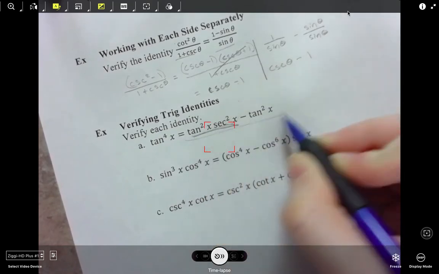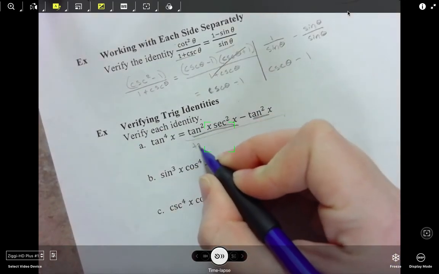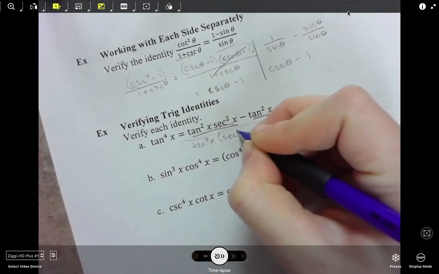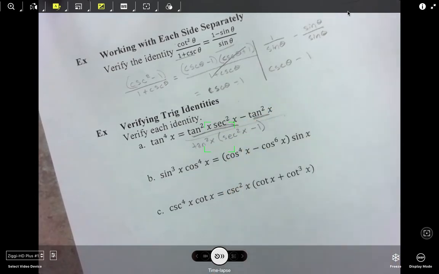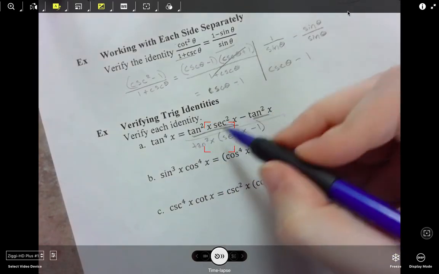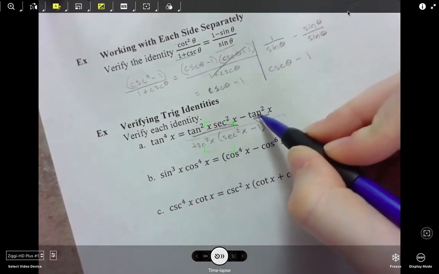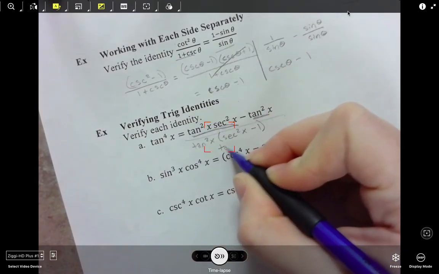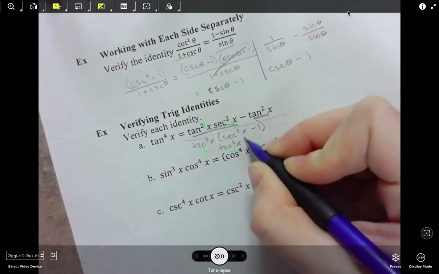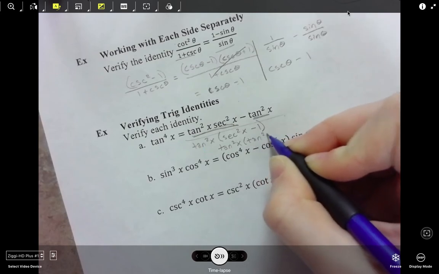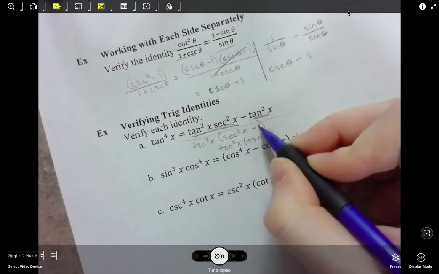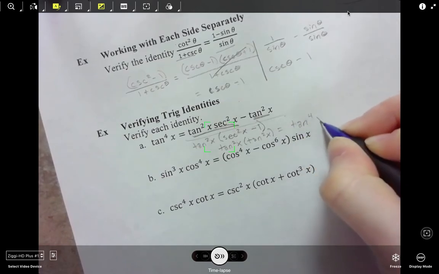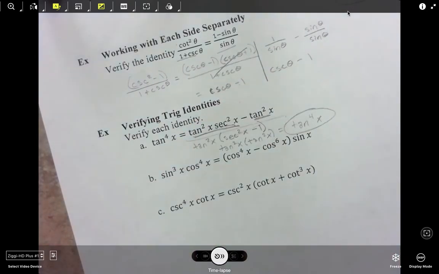So I've got two pieces here, and I notice that there's a tangent squared x in both of them, so I'm going to break that out. Tangent squared x, I'm left with secant squared x minus 1. Secant squared x minus 1, if you look at your Pythagorean identity, that is tangent squared x. So this is tangent squared x times another tangent squared x, which is tangent to the 4th power of x. And that's what I wanted to get to.